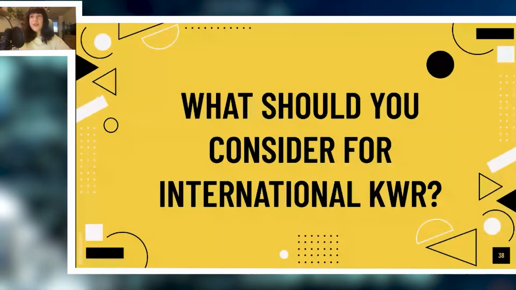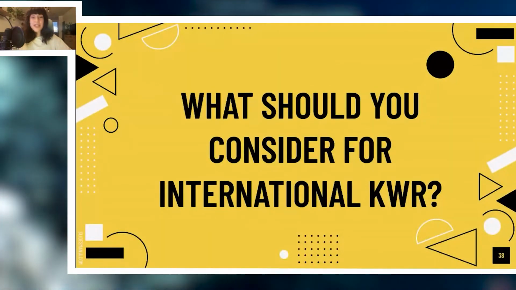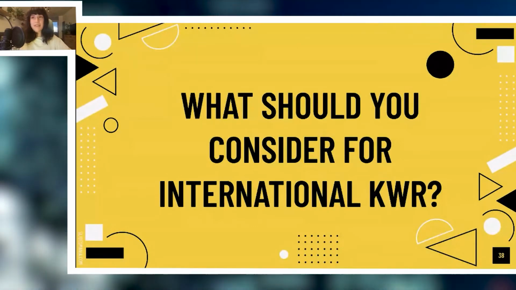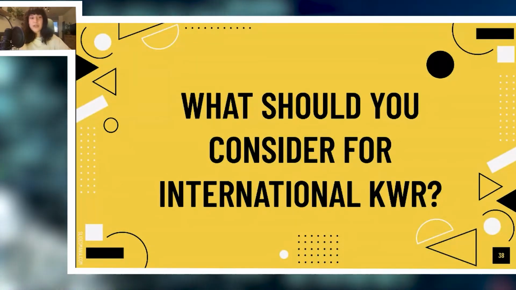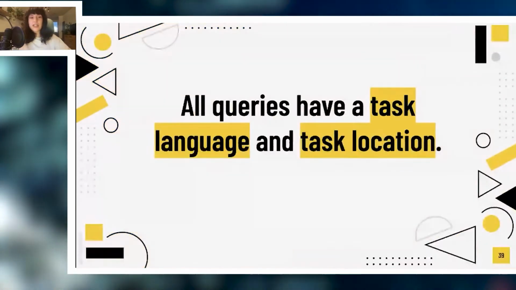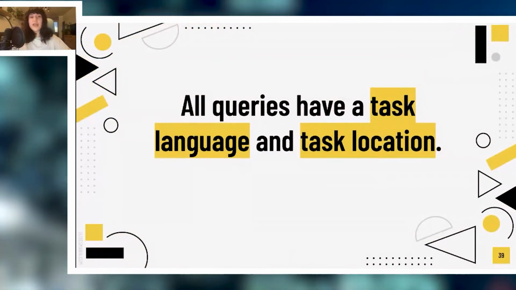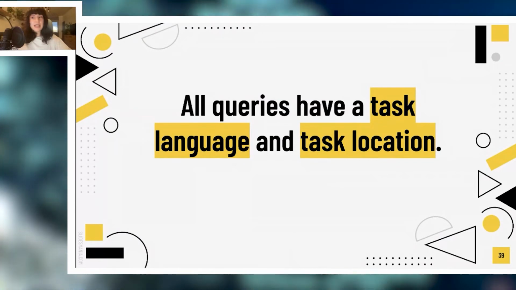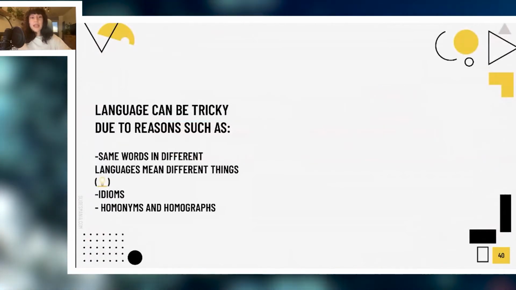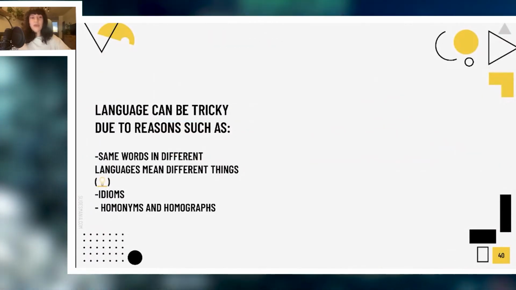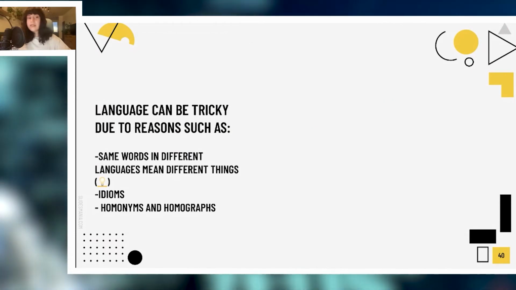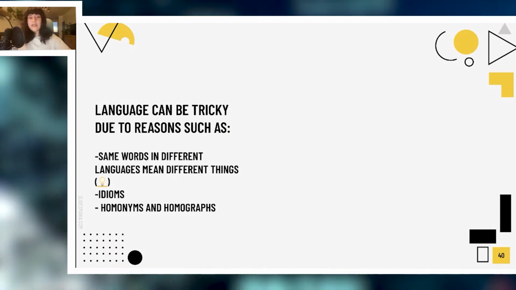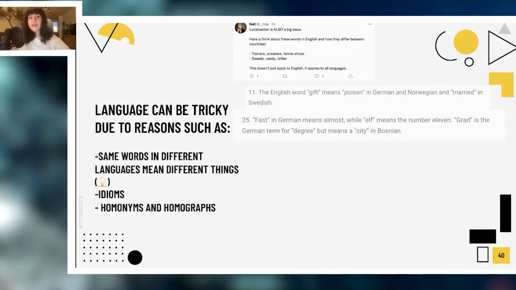Now we are going to move a little bit to the topic of international keyword research and the caveats that you need to keep in mind when you're doing keyword research internationally. So first of all, it's important to note that all queries have a task language and a task location. Language, first of all, is very tricky for a number of reasons. For instance, some words in different languages can mean different things.